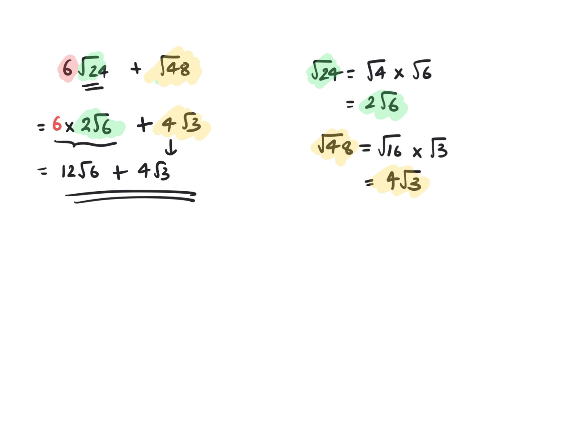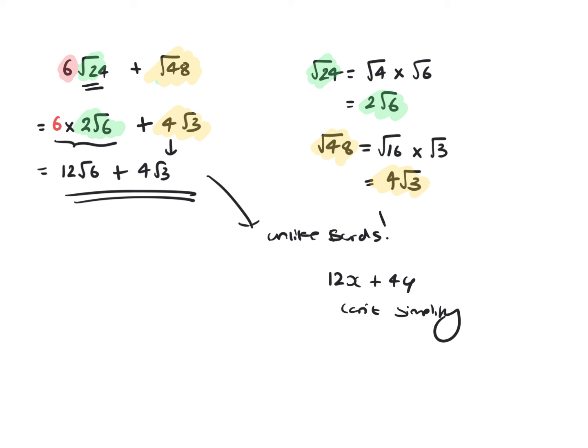Now, these are unlike surds in this final answer here. We can't simplify the root 6 and the root 3 further. They're not going to simplify to root 9. They're not going to simplify to root 18. They're not going to simplify. Root 6 is like an x and root 3 is like a y. So it's like having 12x plus 4y. And you know you can't simplify this any further because these are unlike terms. So the final answer to this question is 12 root 6 plus 4 root 3, and a key part of this process is understanding when you can collect terms and when you can't simplify any further.